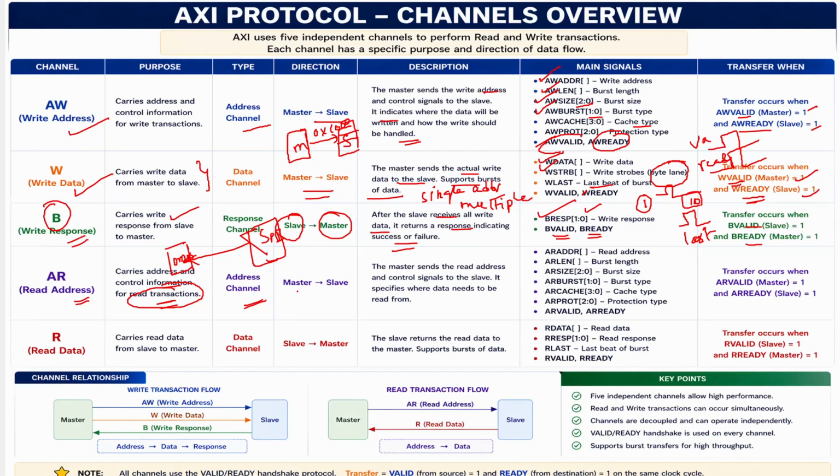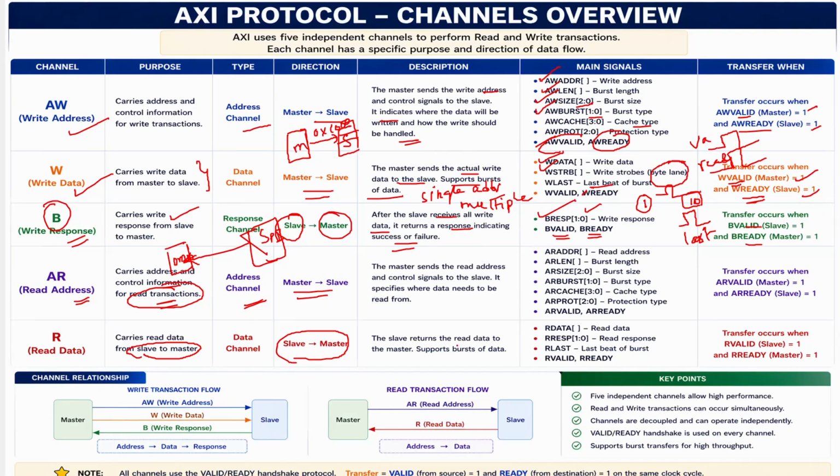So this is the AW address channel, the address channel from master to slave. In the read address channel, the master is placing the address. Then, according to that, the slave will respond. The slave will send the data through the read data channel. The read data channel carries the data from slave to master.